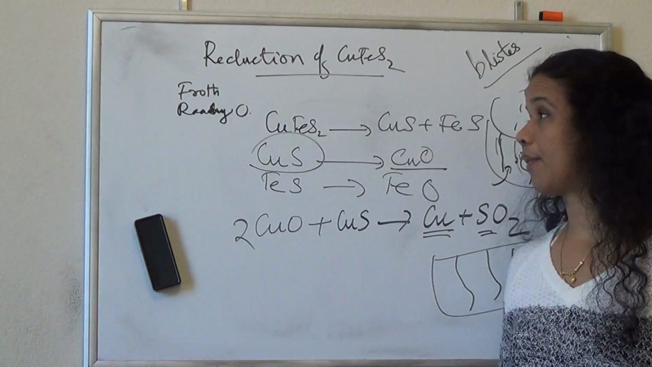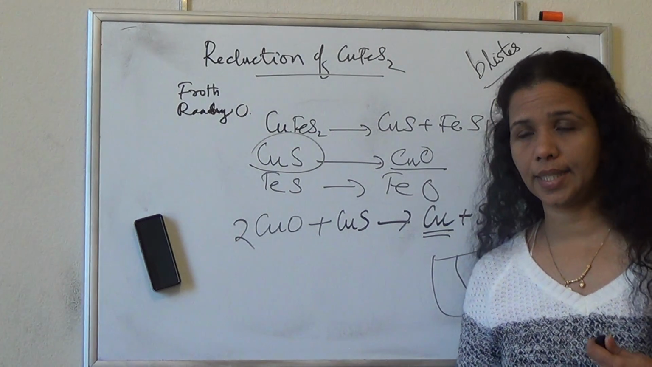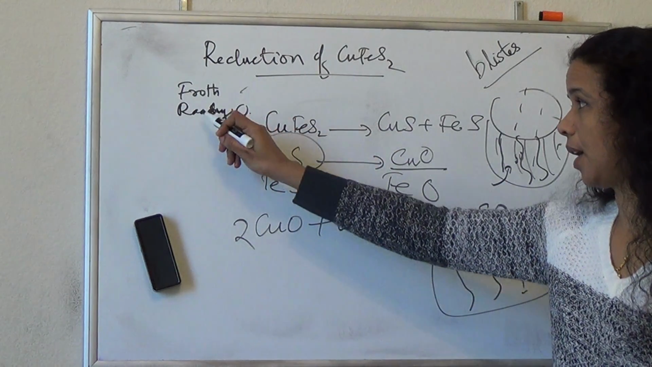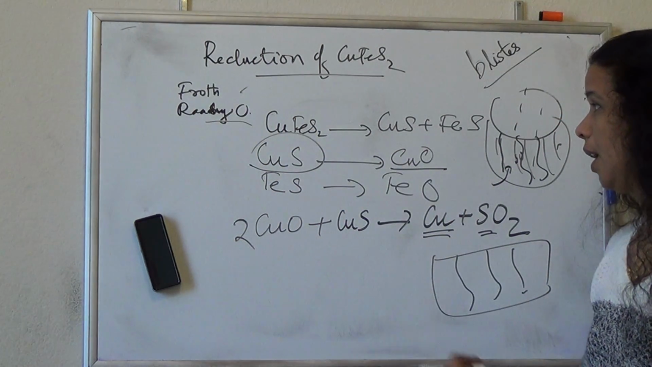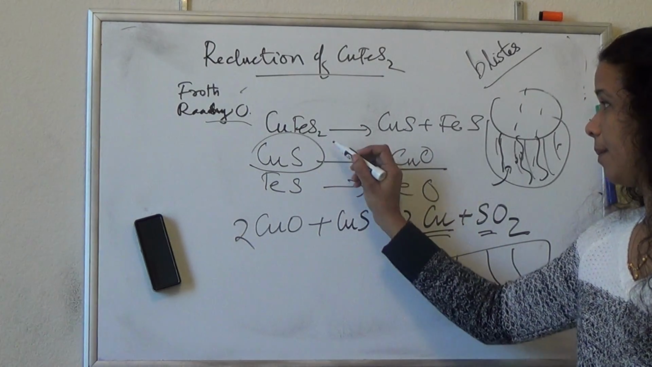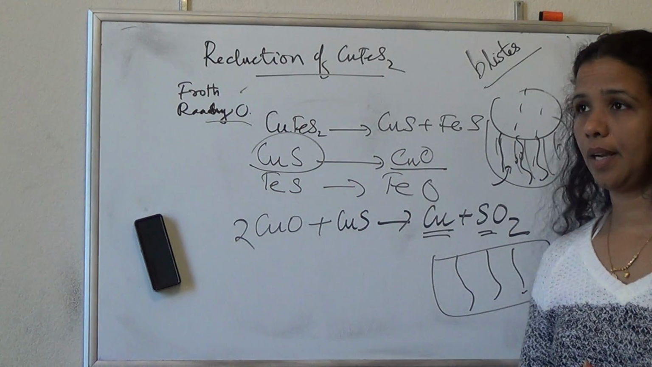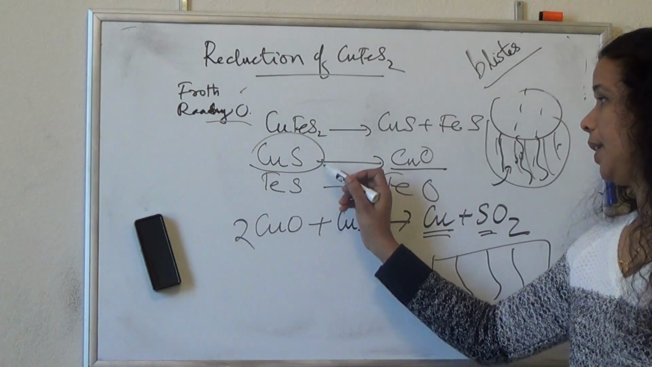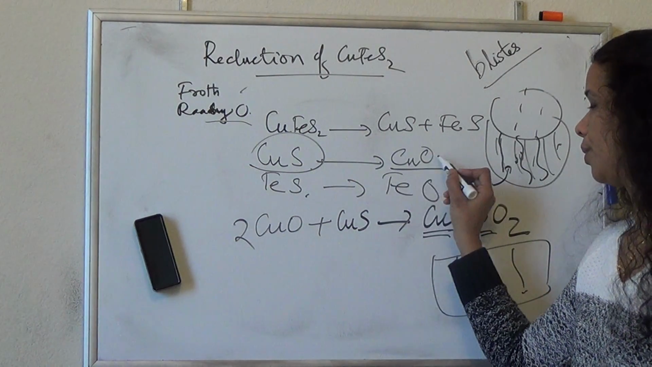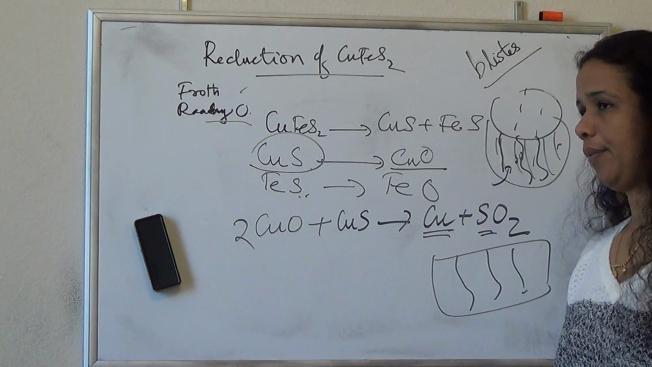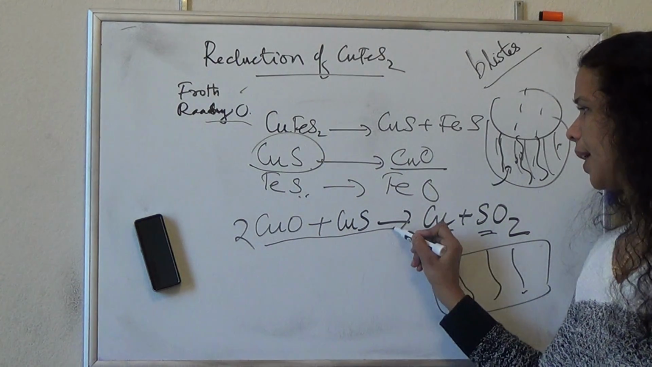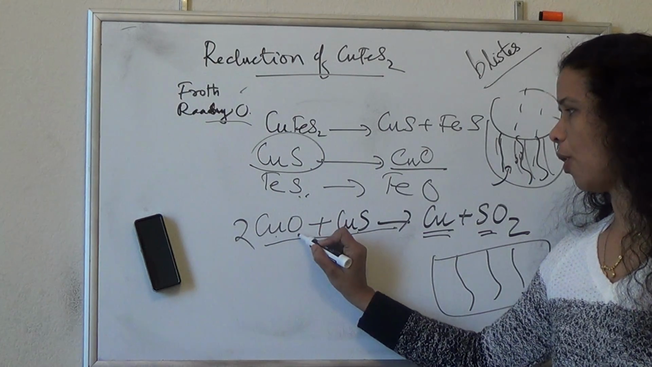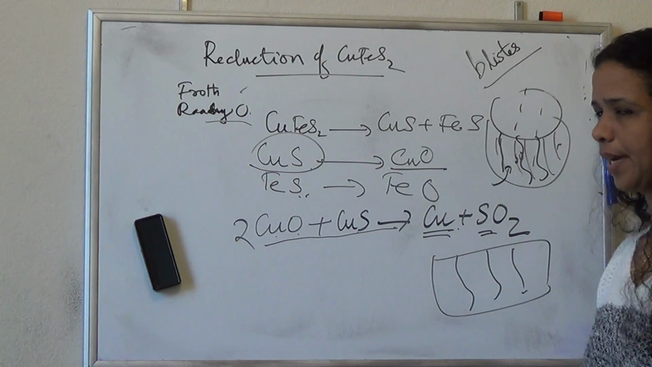So the extraction of copper is very easy. The copper ore is froth floated and roasted in a Bessemer converter. During the Bessemer process, it is heated with oxygen at a higher temperature. First it will decompose CuS to CuO and FeS to FeO. Then it will undergo self-reduction: some of the remaining copper sulfide will combine with the copper oxide and form copper and sulfur dioxide.